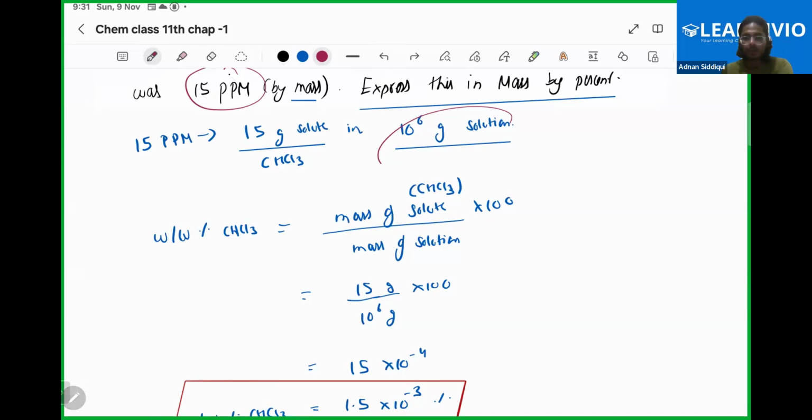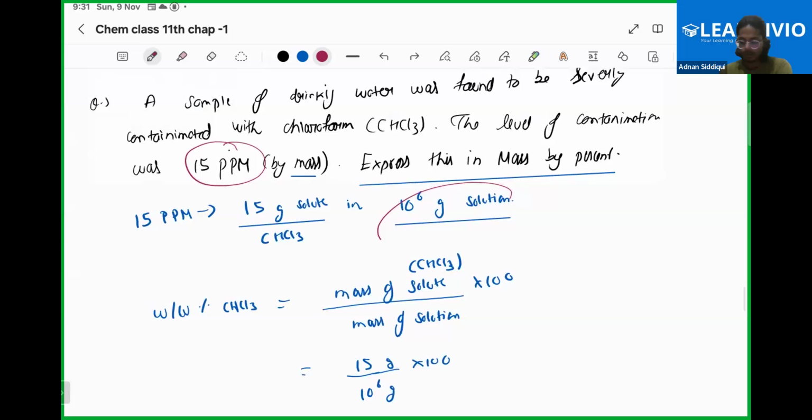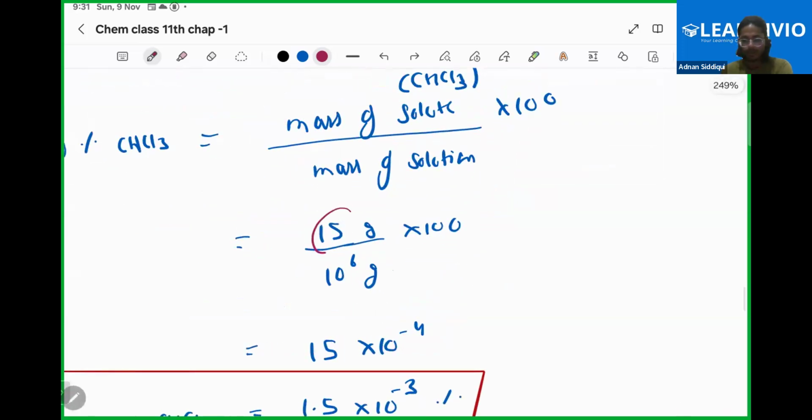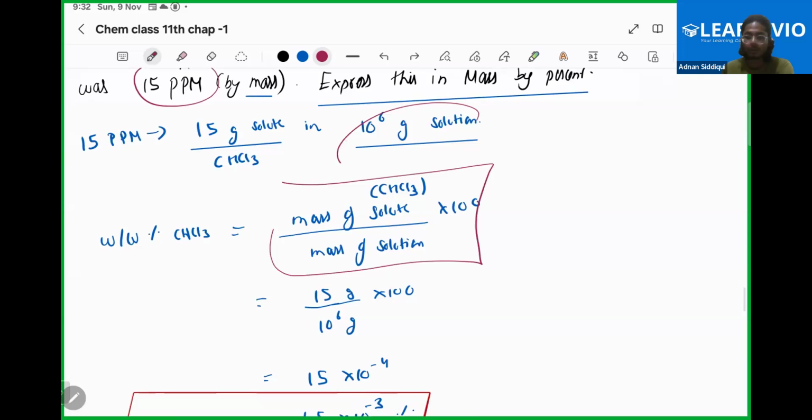What did you do? How were you getting 15? I think instead of CHCl3, I thought that was the solution, so I took the 15 there. See, you are supposed to get 15 for the mass of solute, and I took 10 to the power 6 there. You are supposed to answer in terms of weight by weight percent. The formula is mass of solute divided by mass of solution into 100.